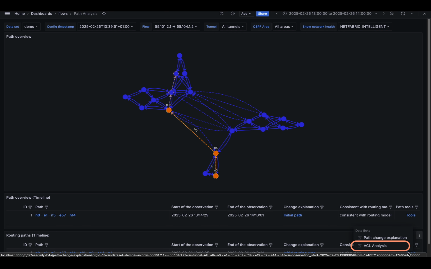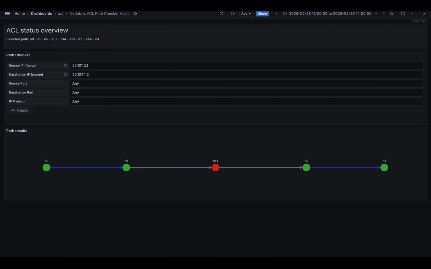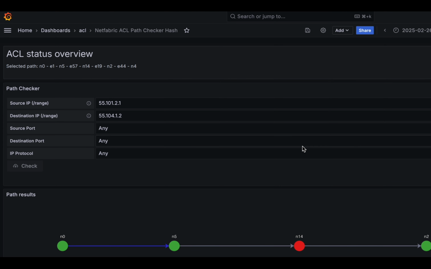Leveraging NetFabric's ACL analysis, you can evaluate the ACLs on the entire path. We now see the overview of the ACL analysis. First of all, our selected path is shown at the top. Below that, the pre-populated details of our customer's flow according to the ticket are given. These options allow for very specific checks, since many network device vendors allow for ACL definitions with further details than only the source and destination IP address.